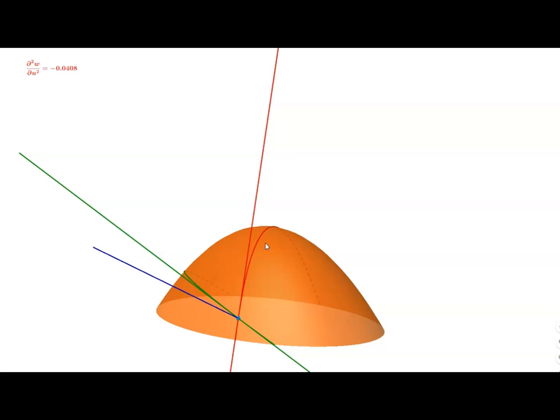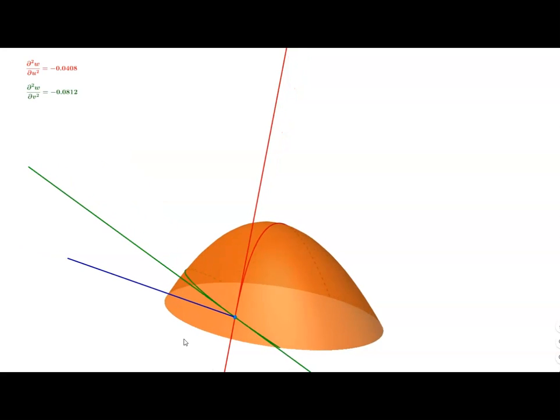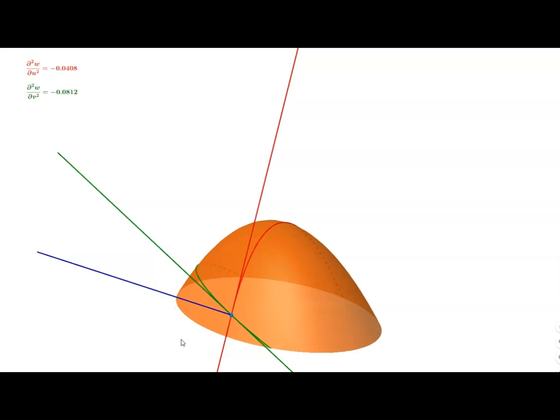And everything we said about the red arc is true here, so we can find the curvature of this green arc by taking the second derivative of our function with respect to v. So this value is the curvature of our green arc down here. And as before, if I change the direction of the green line, I change the value of the curvature.